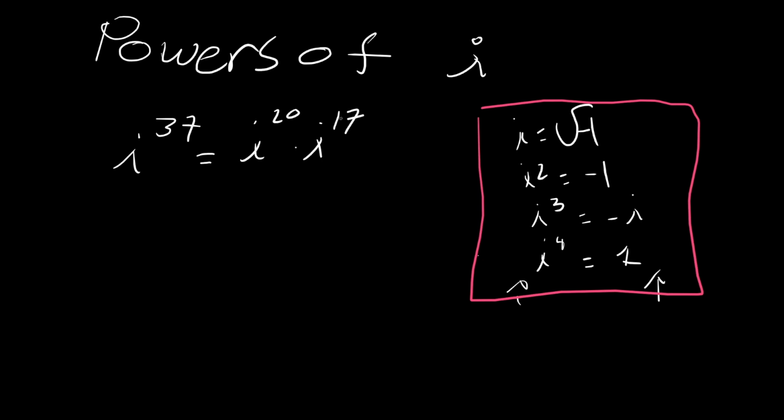If you have a better, closer guess for a multiple of 4, you can go straight to it. But I'm going to do i to the 20, and the i to the 20 just goes away. So this is i to the 17.